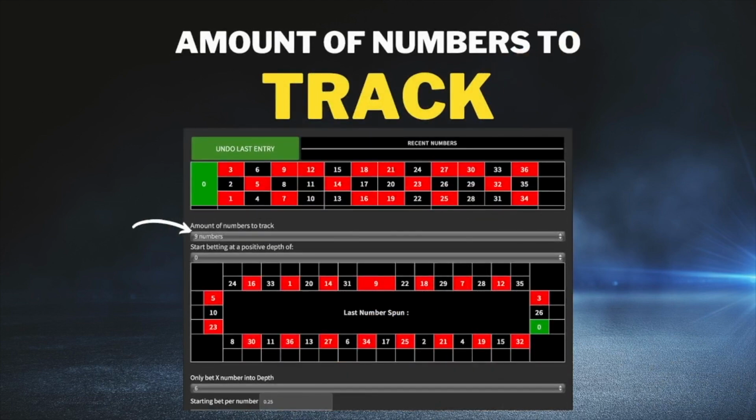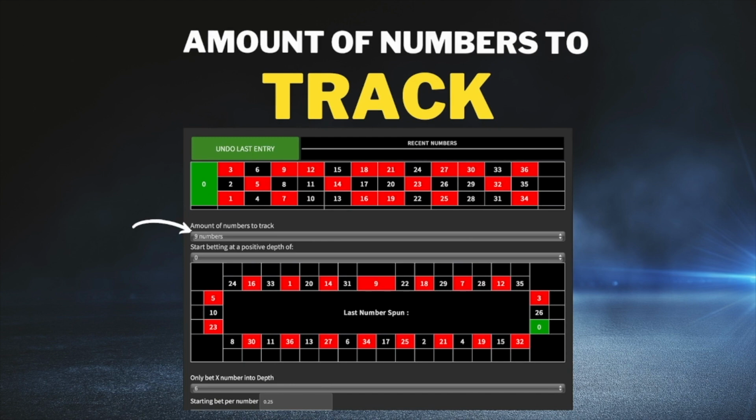The first setting that you come across is the amount of numbers to track. Currently it's set to 9, so if the previous number was number 20, this would look at number 20, 4 numbers to the left of that number, and 4 numbers to the right of that number, totaling 9 numbers. If we set the amount of numbers to track to 3, it would look at number 20, 1 to the left and 1 to the right, which would just be tracking numbers 1, 20 and 14.